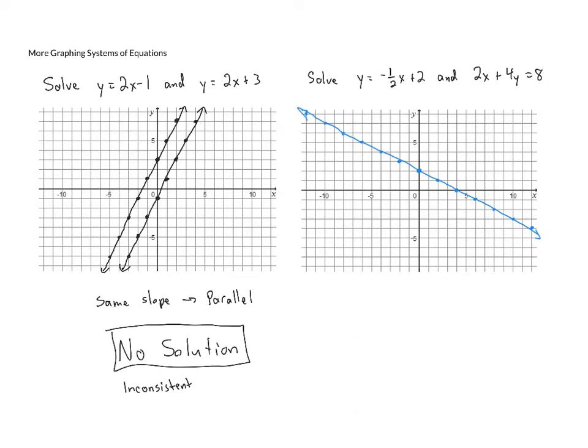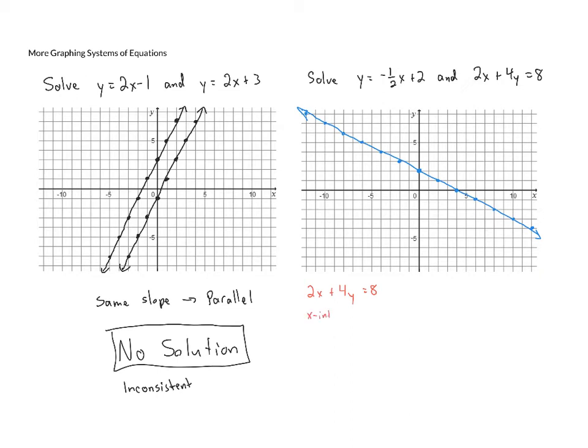All right, now let's take a look at the second one. The second one is not in slope-intercept form, 2x plus 4y equals 8. We could put it in slope-intercept form, but I want to use the intercept method because I want us to get practice with these different methods.